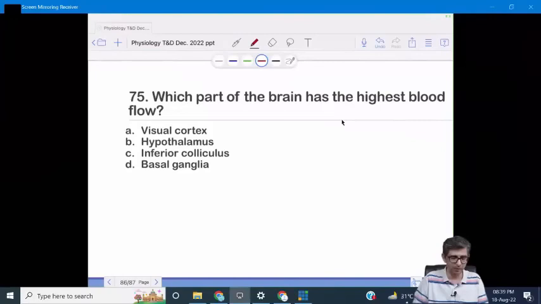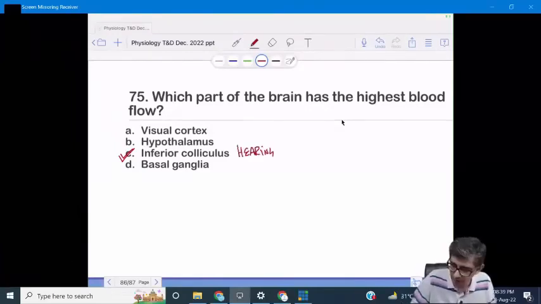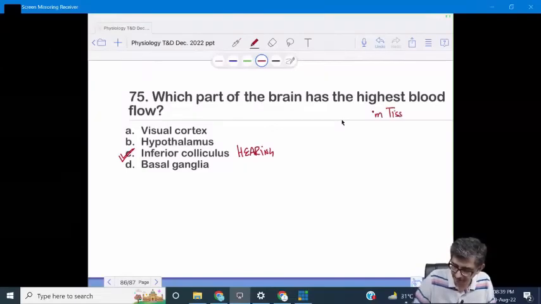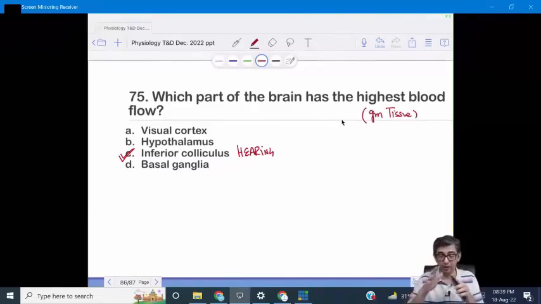It is inferior colliculus, which is the part of the brain related to hearing, which would be having the highest blood flow. Surprise. The inferior colliculus is very small, so how is the highest blood flow determined? It is determined per gram of tissue. So it is very small, and it's not that the total blood supply is more, it is that blood supply per gram of tissue is more. That is for the inferior colliculus. Answer to 75 is option number C.